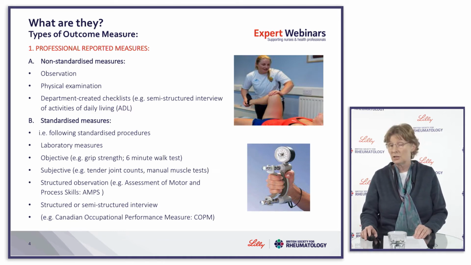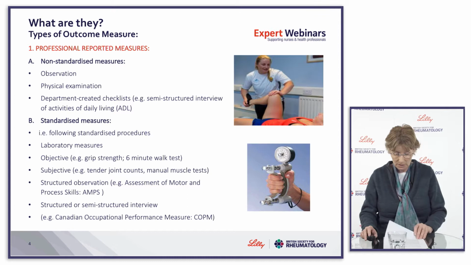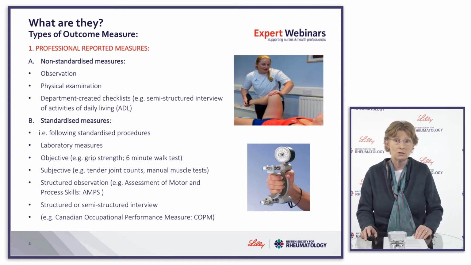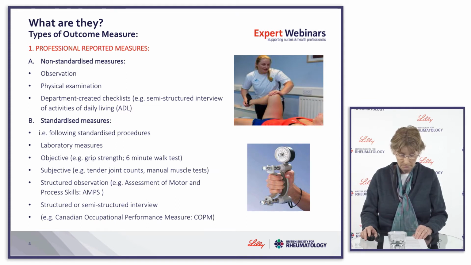So standardised measures use standardised procedures. For objective tests such as grip strength, you follow published procedures. Subjective tests like manual muscle tests, you're using your clinical judgment but also following standard procedures. There are structured observational tests like the Assessment of Motor and Process Skills, which assesses procedures for doing daily activities. And there are standardised semi-structured interviews like the Canadian Occupational Performance Measure.